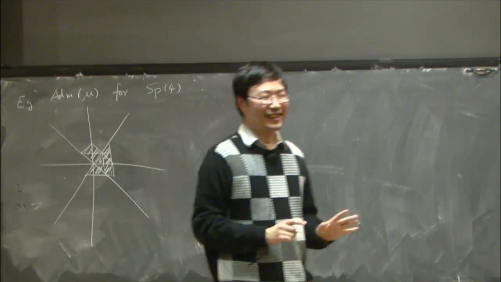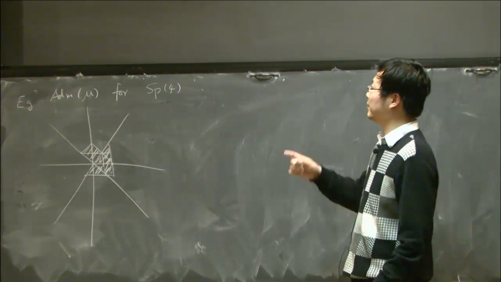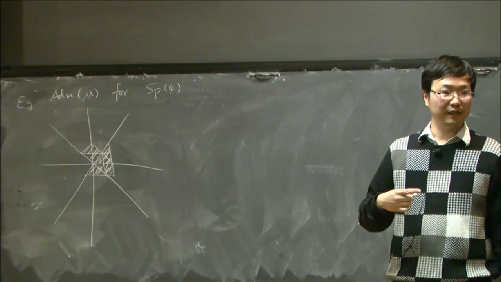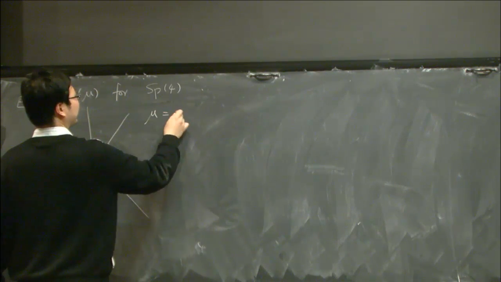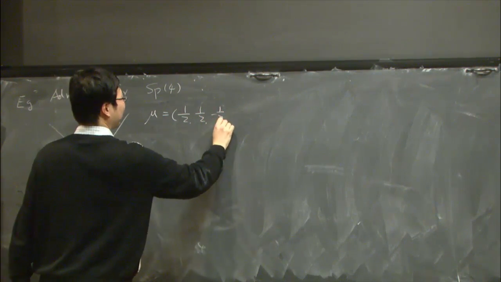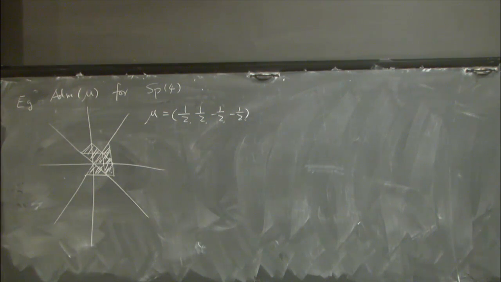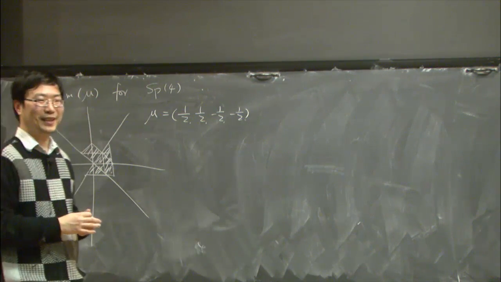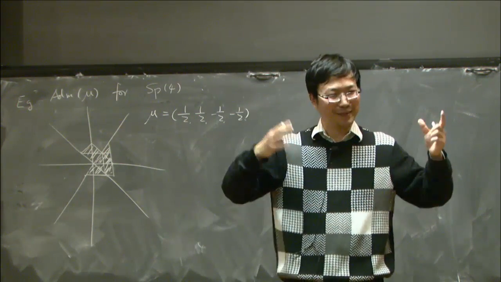So when you say the Siegel, you mean the Siegel parahoric? No, I take the parahoric to be the Iwahori. Oh, for the Iwahori. Yes. And then in this case, what is mu? So mu is just something like 1/2, 1/2, negative 1/2, negative 1/2. And of course, when the group is ramified, then it becomes more and more complicated.